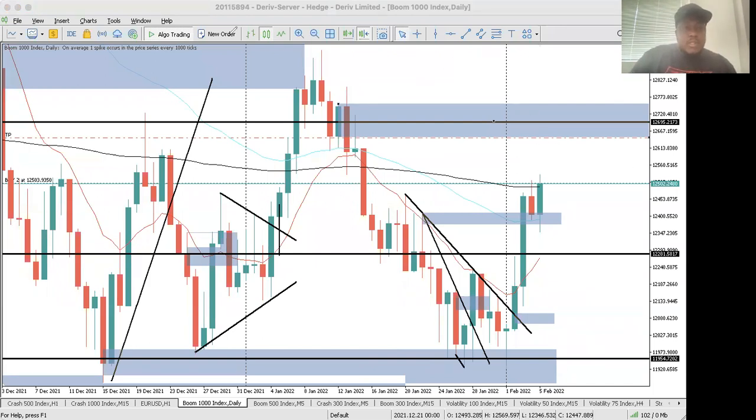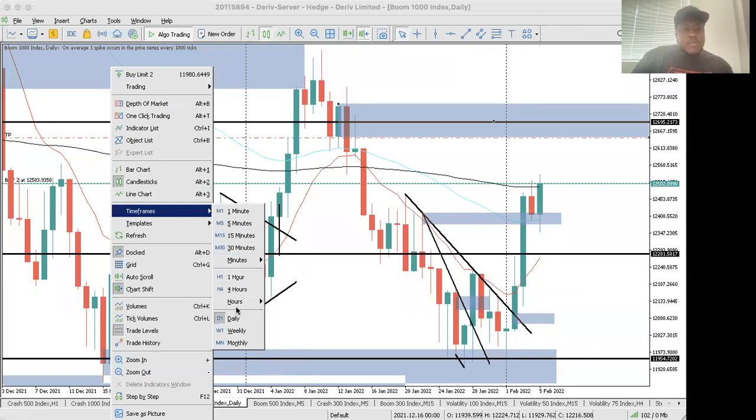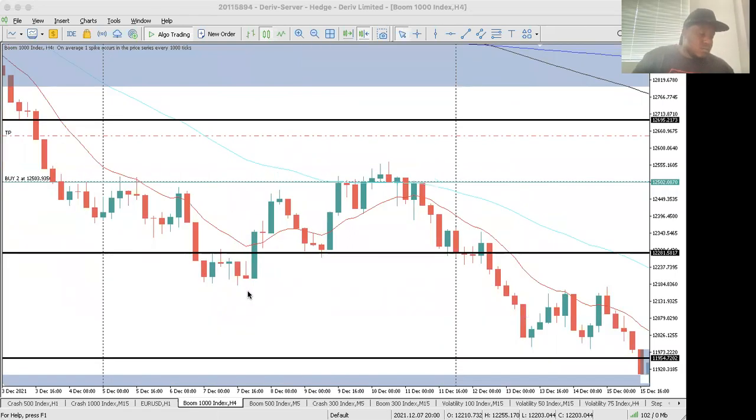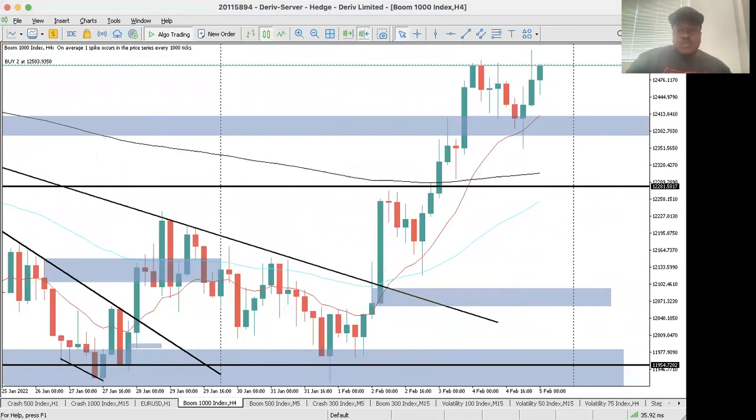So daily, I'm seeing a bullish move. So probably I'll look for some buying order blocks on the smaller time frames. So this is my daily view. Now H4. Okay, H4 is also bullish, with a nice rejection here of this area and of the 13 EMA as well.